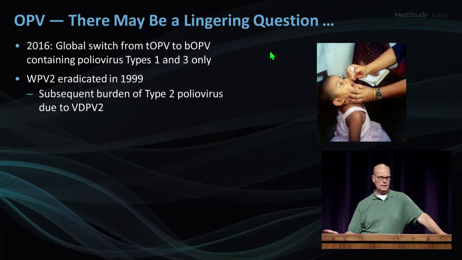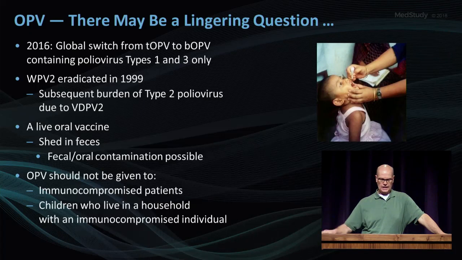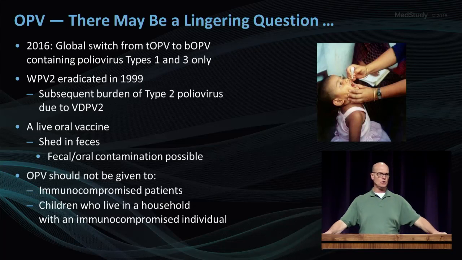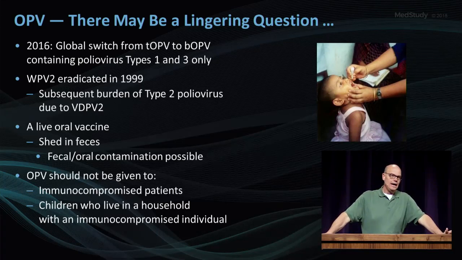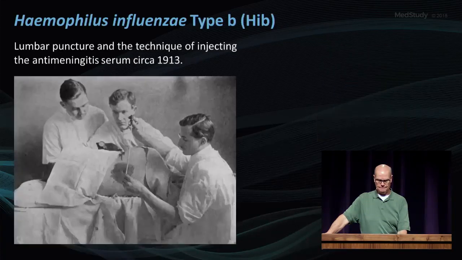But for those of you who may travel internationally on medical mission trips and the like, you may indeed see continued immunization with the OPV product. Again, it's shed in the feces, so fecal-oral contamination is possible, and it should certainly not be given to immunocompromised patients or to an immunocompromised household. That's the difference with OPV versus the other live vaccines. Whether you're still going to get a lingering question about this or not, I rather doubt it.